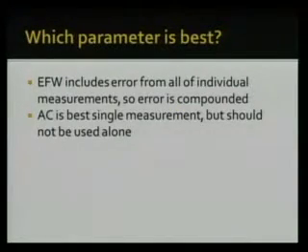The estimated fetal weight includes error, though. It takes each individual measurement and the error involved in each individual measurement and compounds it by creating an overall global assessment of the fetus. So the AC may be our best single measurement, but it's not used alone. It doesn't tell everything we need to know about the fetus.